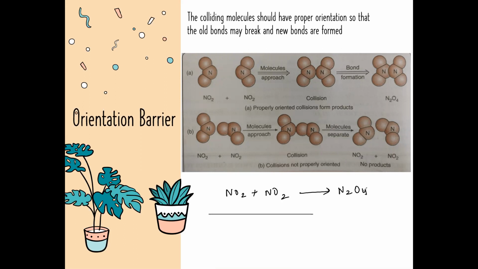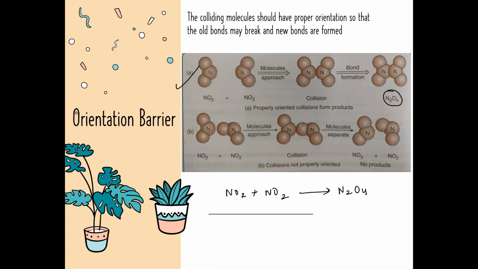Here you can see in figure A, the products are formed when the colliding molecules have proper orientation. Here, N and N are exactly near to each other. So they are in close proximity, they will approach each other and it will lead to the formation of the product N2O4. But in the second figure, you see that one N is facing the other oxygen.